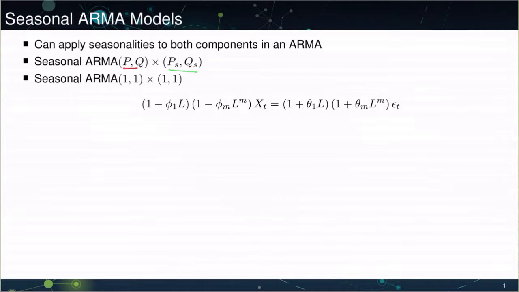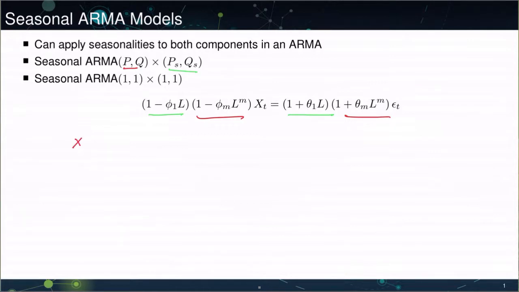For example, a seasonal ARMA model 1-1 cross 1-1, that is one lag of each the AR and the MA in the time domain, and one lag in the seasonal domain, will have the one lags there. It'll also, of course, have the seasonal lags of both. And if we wrote out this model, it would be fairly complex, but we can take a look at what it would become.